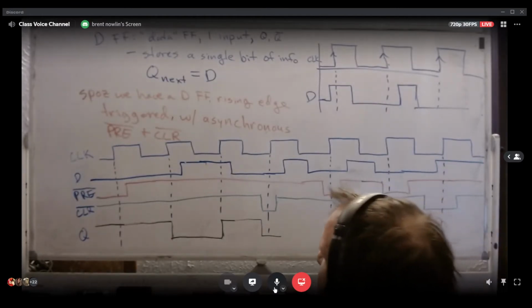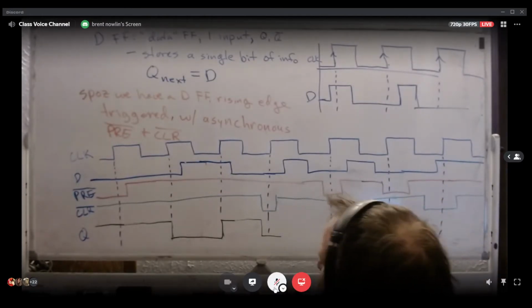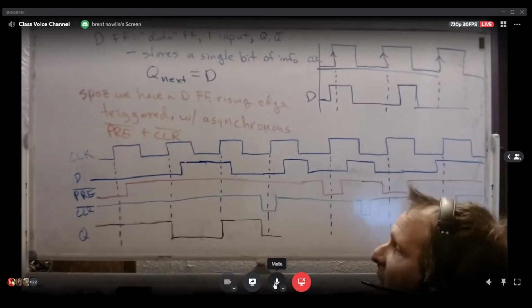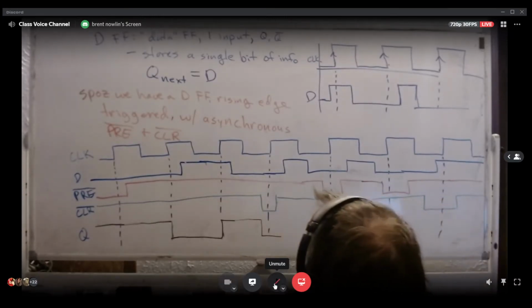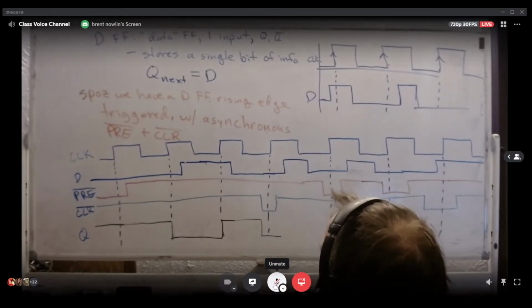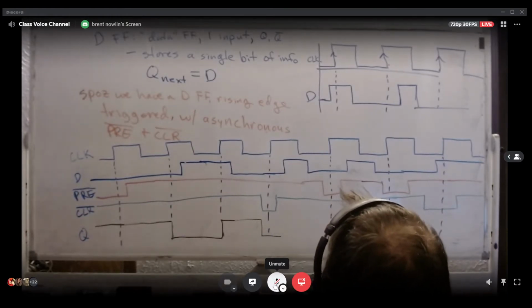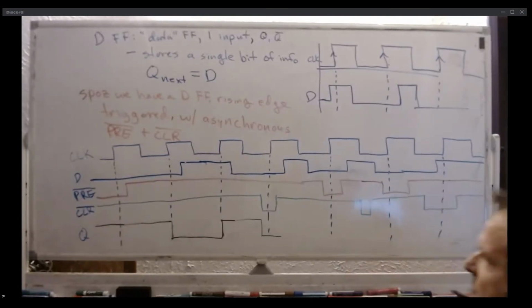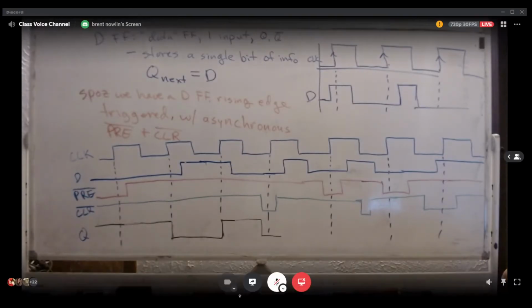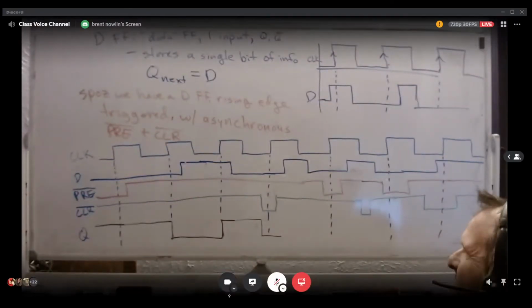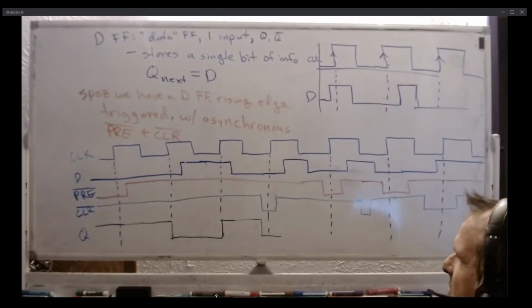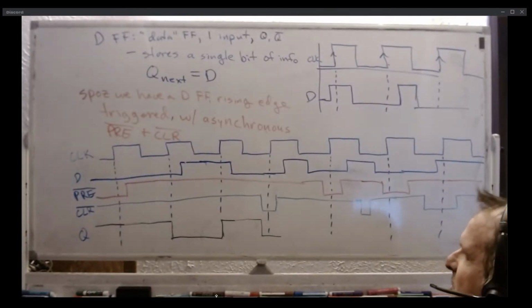Well, the technical term is they override D, and the clock for that matter. They override D and the clock. Is it because preset and clear are enablers? It's the way the chip is designed, and I don't know if I'd call them enables. They are asynchronous inputs. Okay.